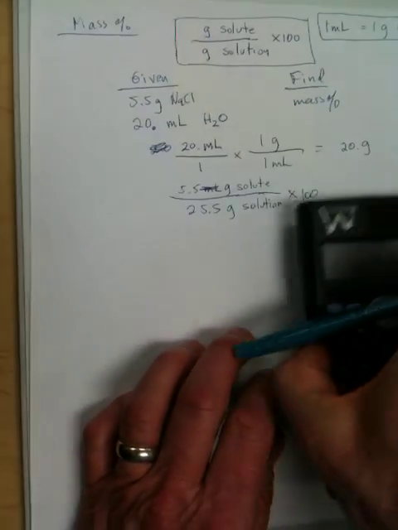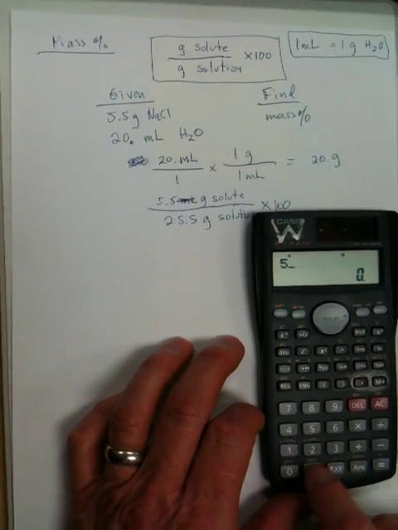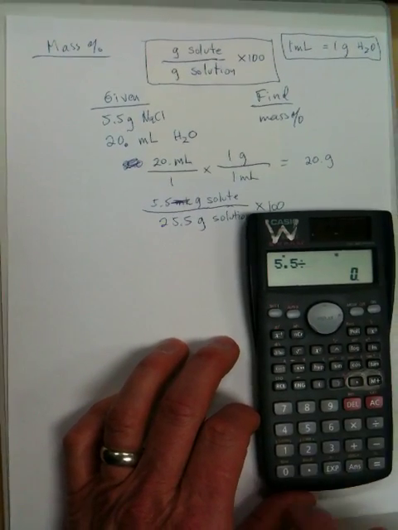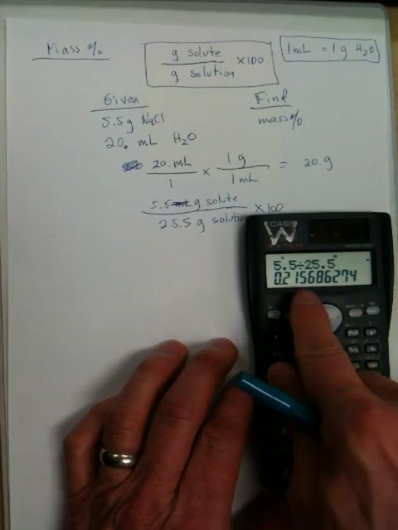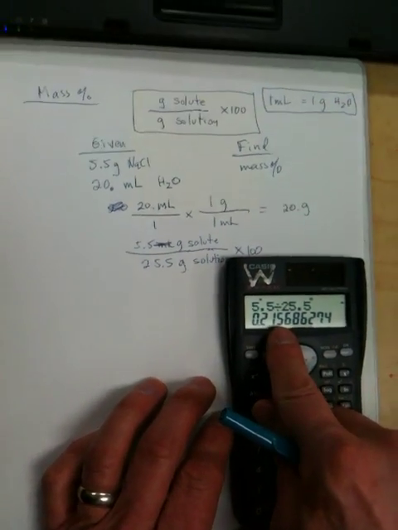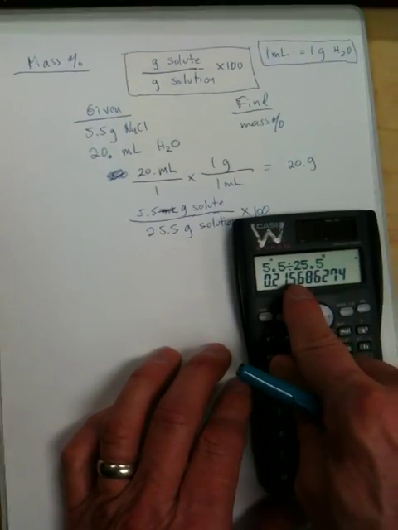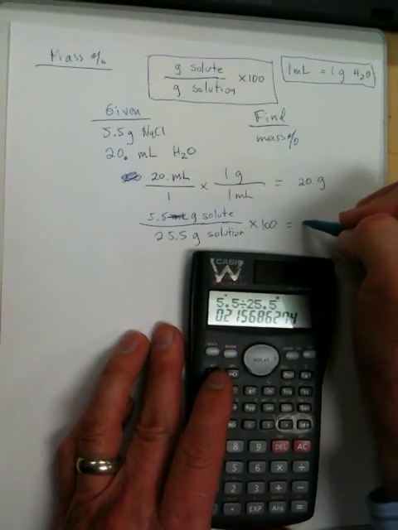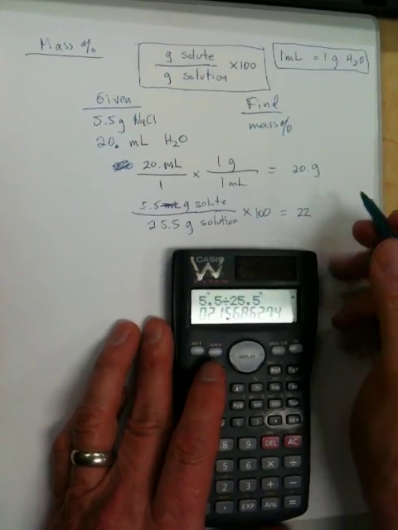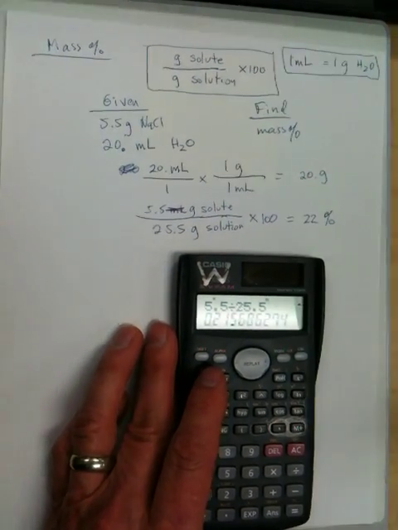Good. Okay, and so when we run our numbers here, we're going to wind up with 5.5 divided by 25.5. And when we multiply this by 100, it moves the decimal over 2. And when that goes over 2, we're also going to have to round this off, which makes it 22. And that 22 is our mass percent, so that is a percent.